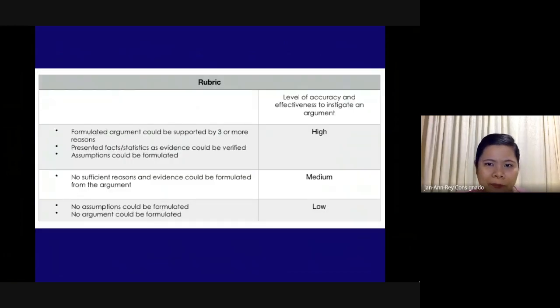Here's the rubric. We have the level of accuracy and effectiveness to instigate an argument: high, medium, and low. A formulated argument could be supported by 3 or more reasons. Presented facts or statistics as evidence could be verified. Assumptions could be formulated. No sufficient reasons and evidence could be formulated from the argument. No assumptions could be formulated. No argument could be formulated.